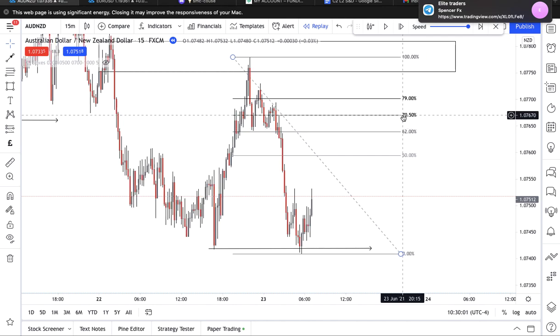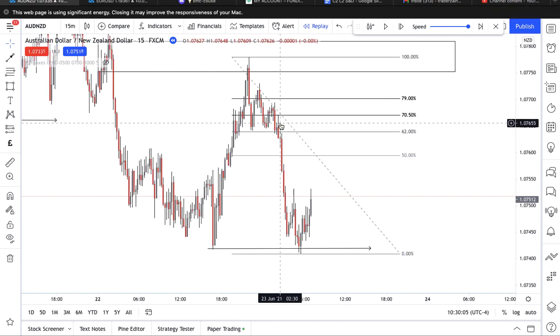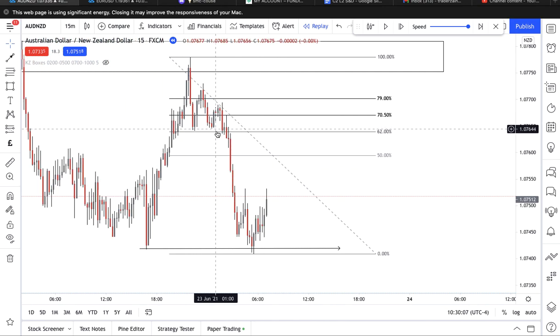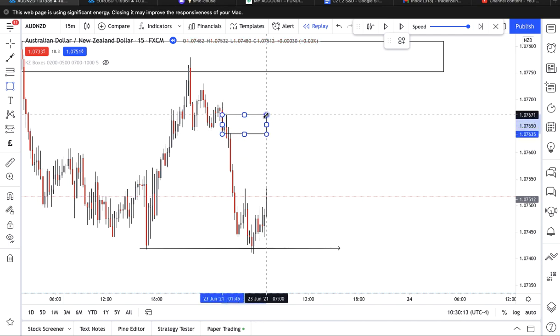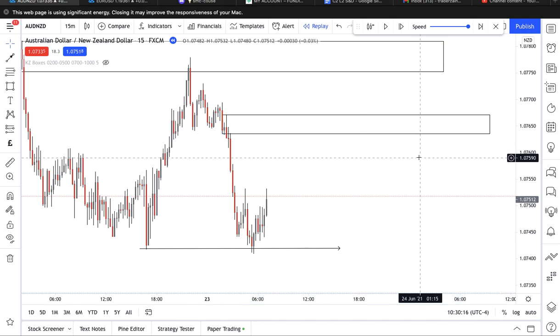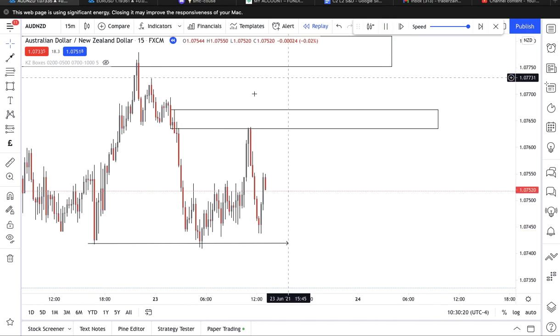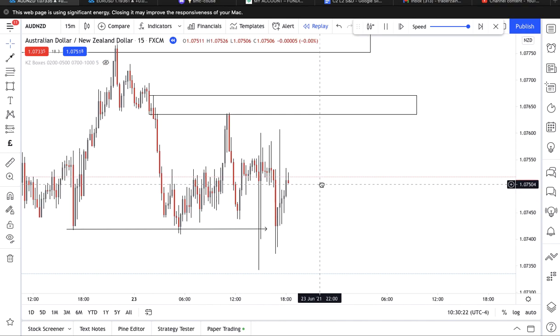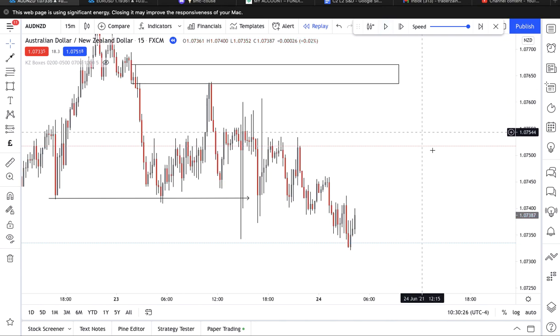This is a 62, 70.5, 79%. The 62%, we can clearly identify this 15-minute indecision candle right over here, right? So now let's mark that out. We've got stop loss right there. And let's wait for price to react off it. There we go, sniper entry. And price continued to sell off, right? I hope that was fairly straightforward.